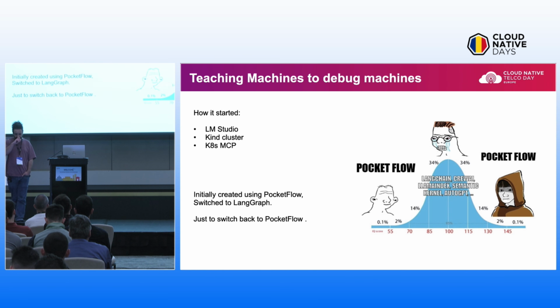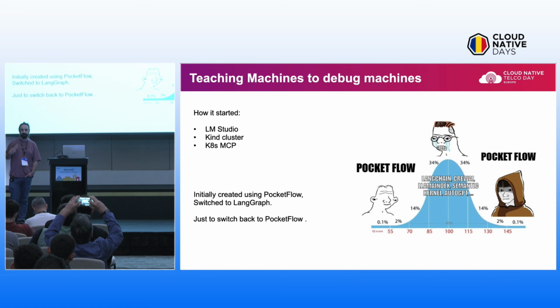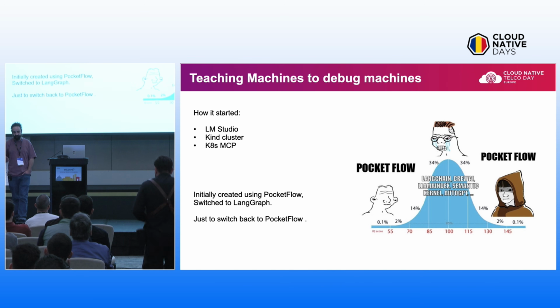So we started easily with LM Studio on a laptop with a kind cluster and Kubernetes MCP. We used Pocket Flow as a framework to create the agent. We initially went to LangGraph. It turned out to be very complicated in itself for what we needed to achieve. I'm sure there are use cases for it. Don't hate me for this.